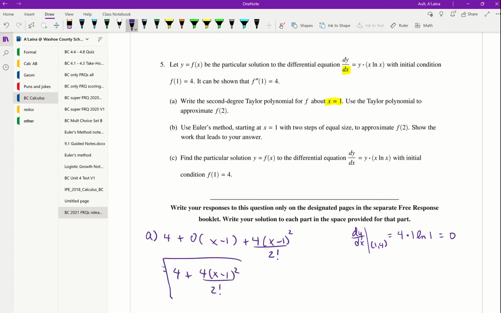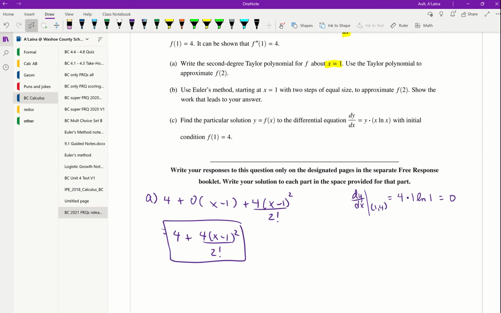And so I wrote it like that. Now also on part A, we want to use this to evaluate f of 2. So I'm going to approximate f of 2 by plugging in a 2 here. So this would be 4 plus 4 times (2 minus 1) quantity squared over 2 factorial. And you should just walk away and leave that as your answer.